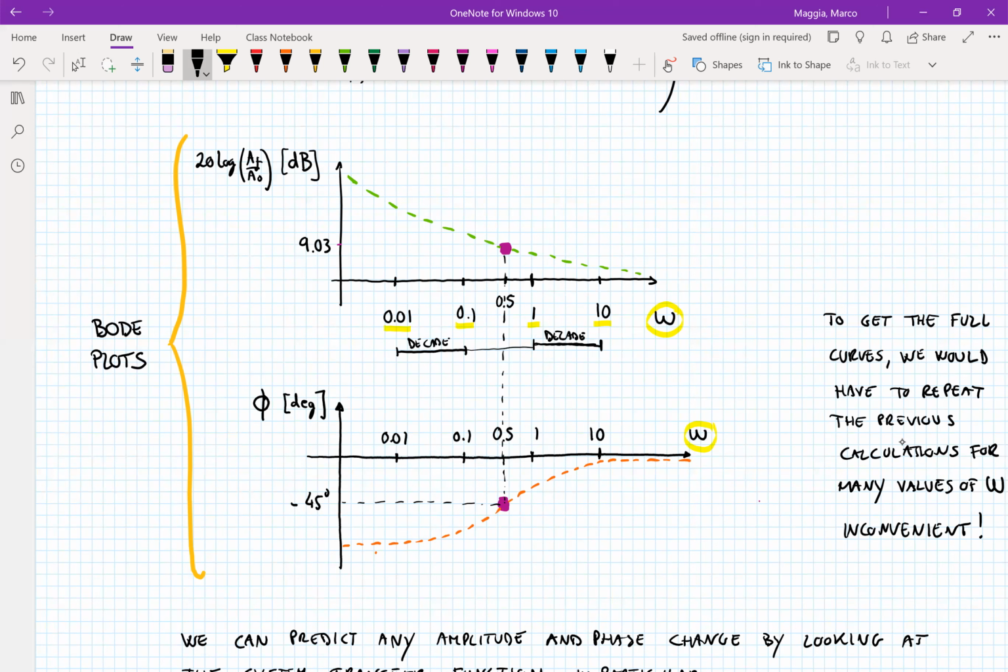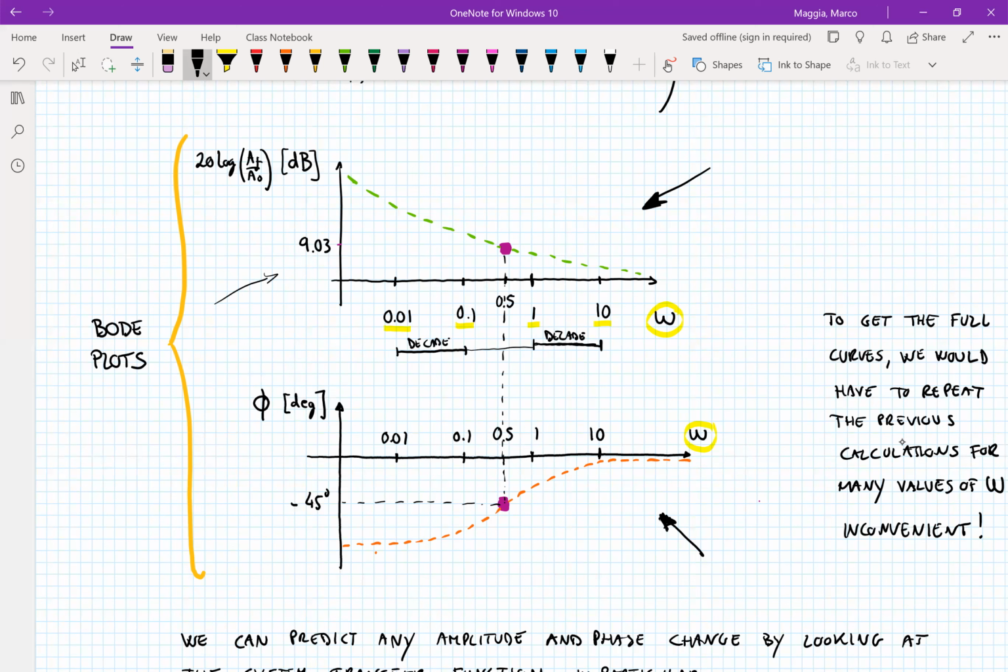In this case, we're going to do the same for these two plots. So we're going to find a way to draw all the possible ratios between the final and initial amplitudes of the signals and the phase difference as the frequency varies. So we don't have to plot point by point, but we can develop a set of rules so we can draw the actual whole curve. And these two plots are known as the Bode plots. So the Bode plots are nothing but two plots that indicate the ratio in terms of decibels, so 20 logarithm of the ratio of the amplitudes of the output divided by the input, and of the phase difference.